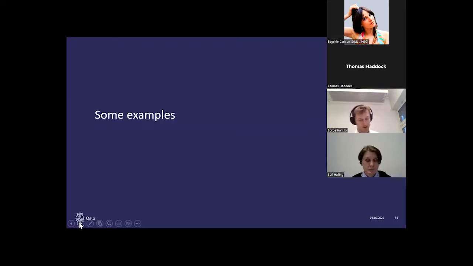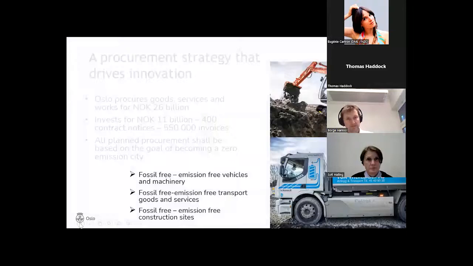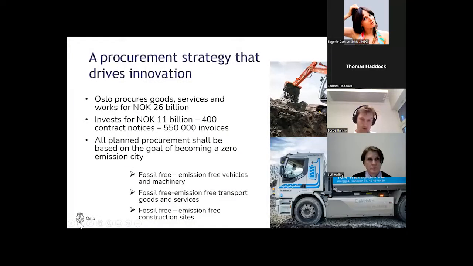Next slide. And I thought I'd just end this presentation with some examples to try to make things a little bit more concrete. Next slide. So in 2017, Oslo revised its procurement strategy. And for us at the Climate Agency, where Sophie and I work, this was an opportunity to ensure that we use this powerful procurement tool strategically towards our climate goals. And we were very fortunate that we got this clear political signal that we could use this instrument.